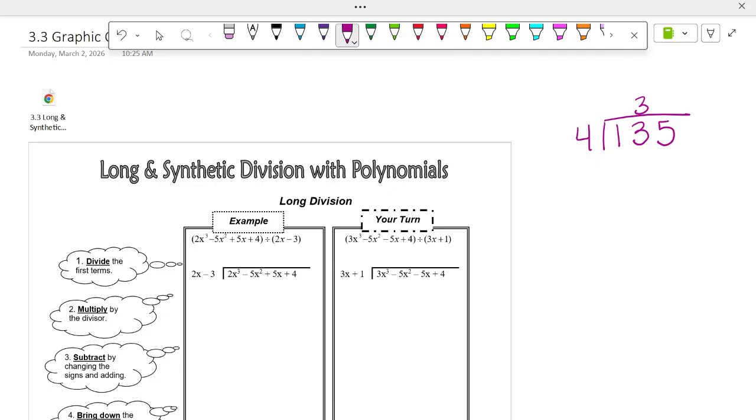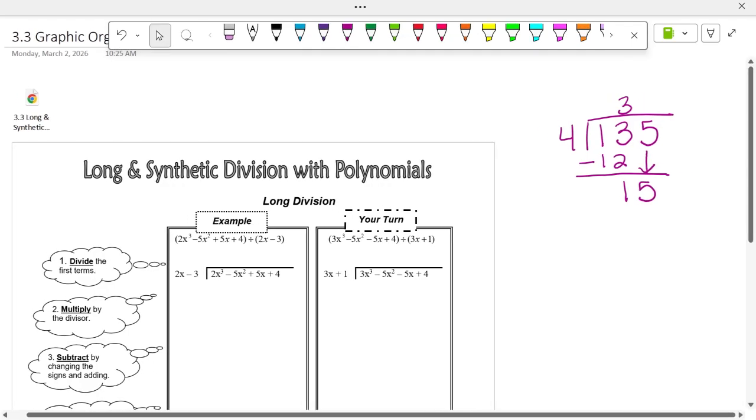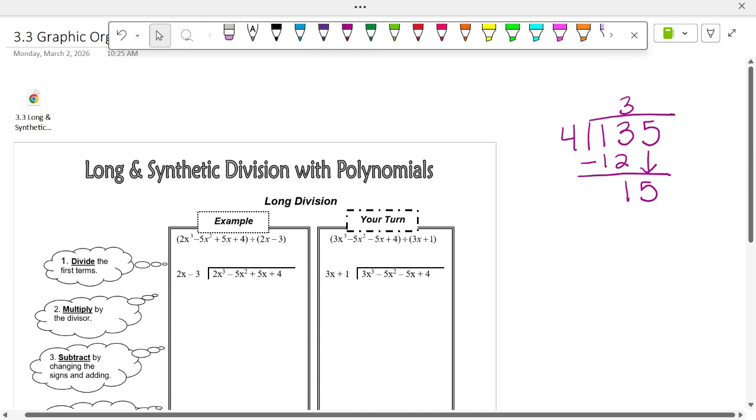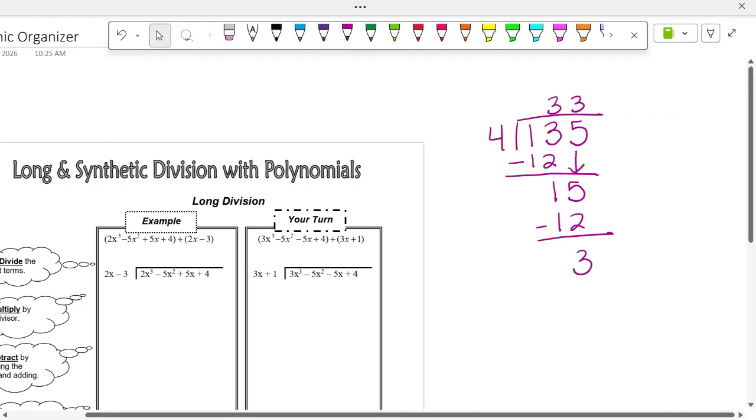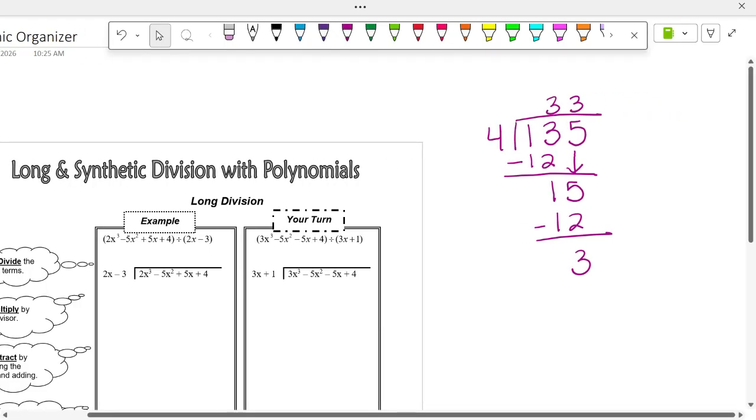All right, multiply the 4 times 3, which is 12, and you're going to subtract that from 13. So that'll give me 1. I bring the 5 down to make 15. And then I repeat the process. So 4 goes into 15 how many times? 3 times. So 4 times 3 is still 12. Subtract it. That's 3. Now, 3 can't go into 4, so that's my remainder.